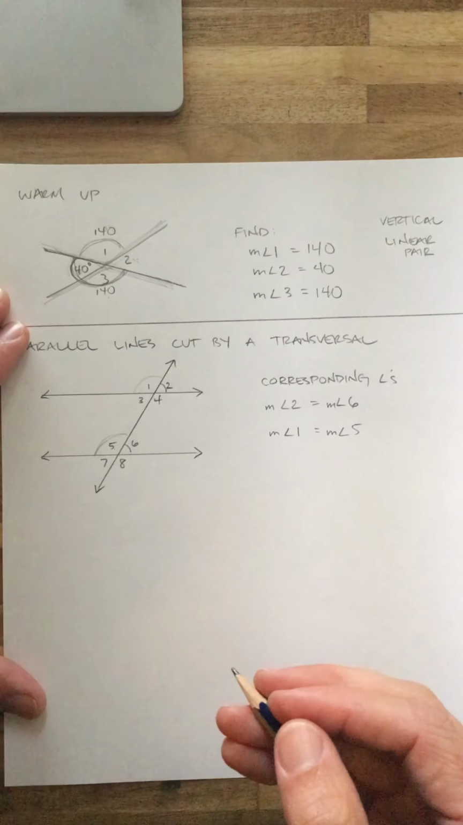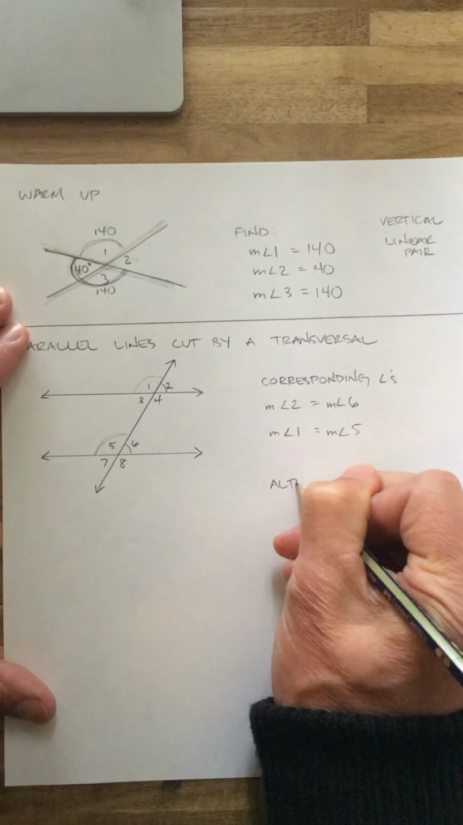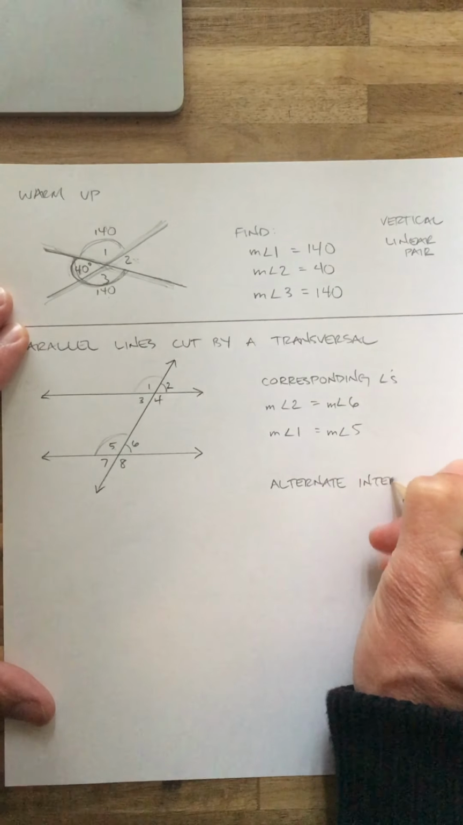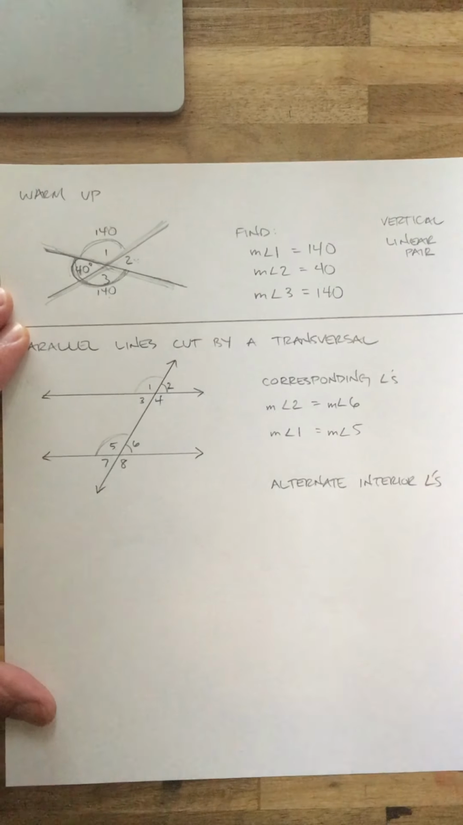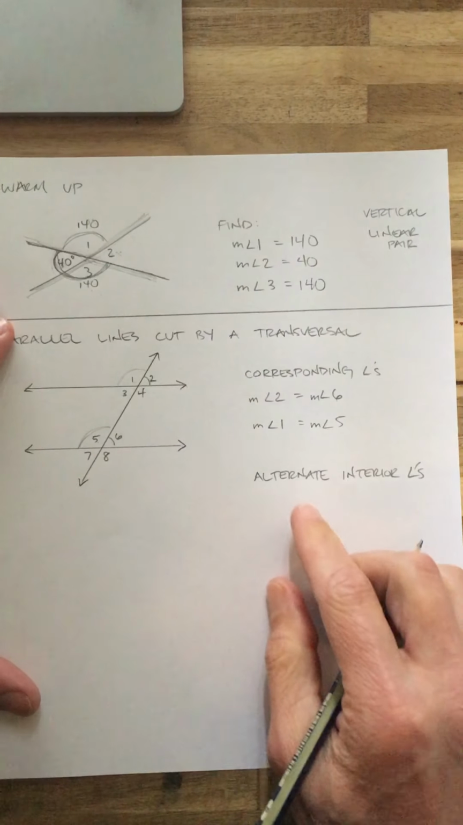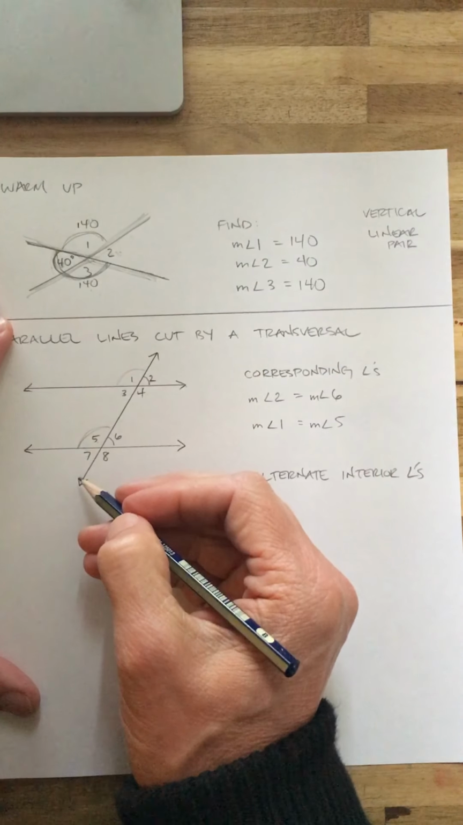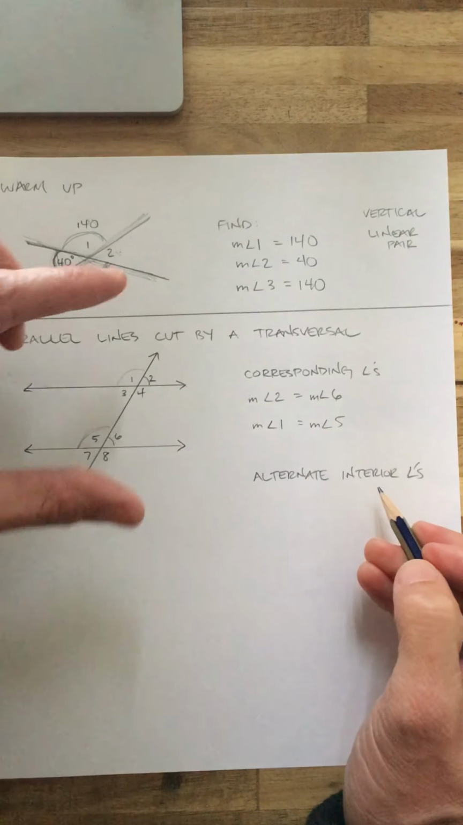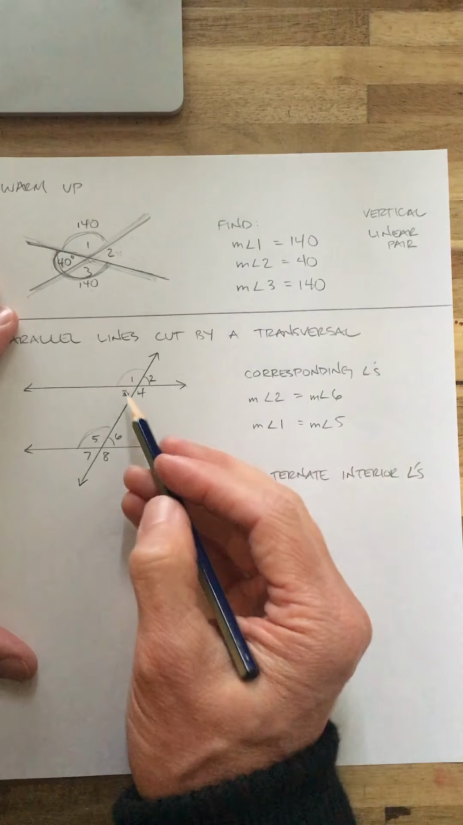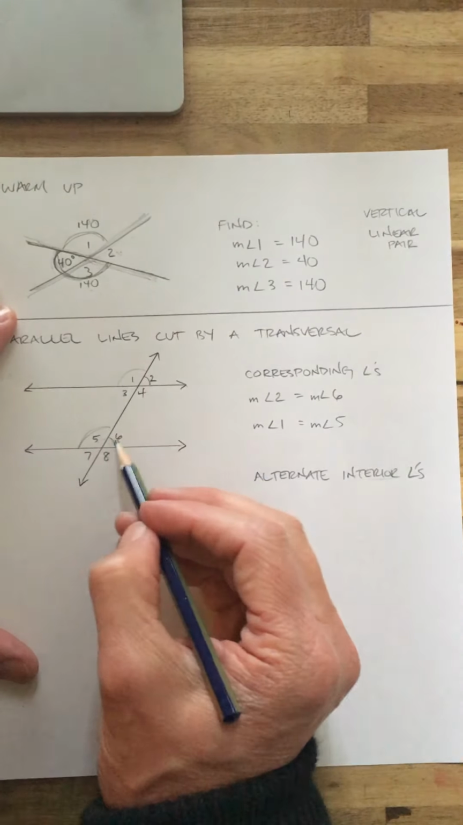Now let's talk about something called alternate interior angles. Okay. All right. Alternate interior angles. This is what I'm talking about. Alternate meaning on alternating sides of the transversal, and interior meaning on the inside of the parallel lines. Okay. So I'm talking about angles that are numbered 3, 4, 5, and 6. Those guys are on the interior of the parallel lines. 3, 4, 5, and 6.